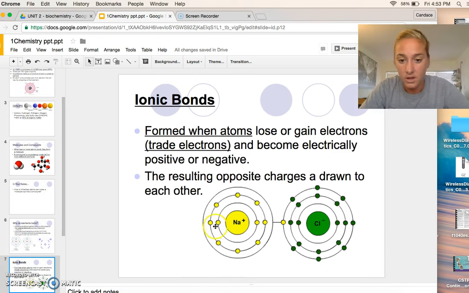So now in this example, sodium, now the outer shell is empty. So its new outer shell is going to be the one in the middle, and that has 8. And chloride is happy because it has 8 in its outer shell.